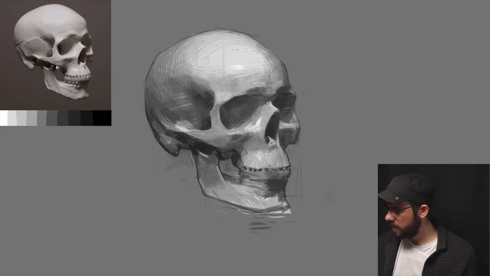All right. Yeah, there's more that I wanted to do here. Looking down at the mandible, there's a lot of work I'm gonna have to do in that respect to get to where I'm trying to go.